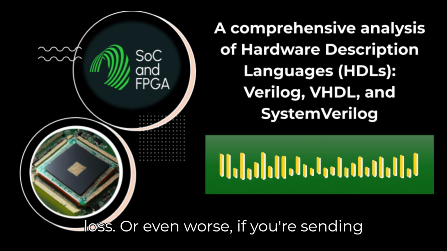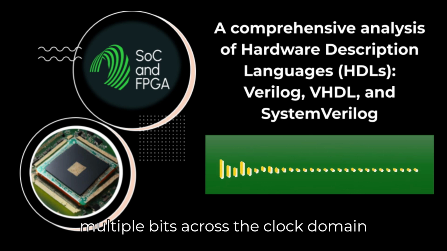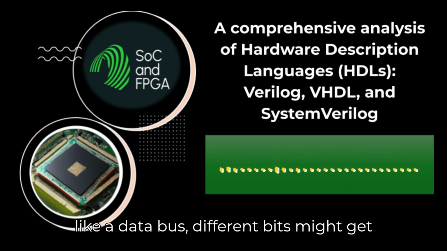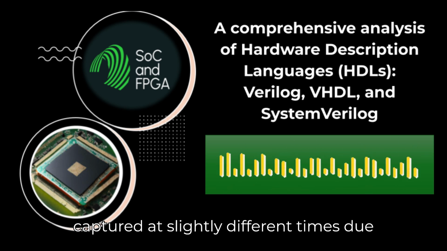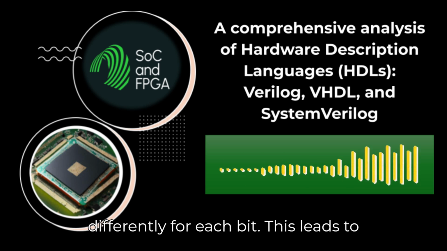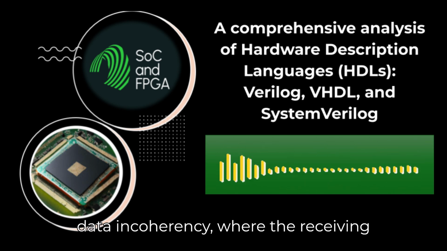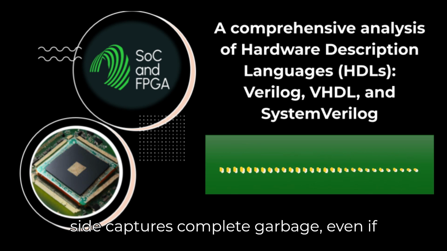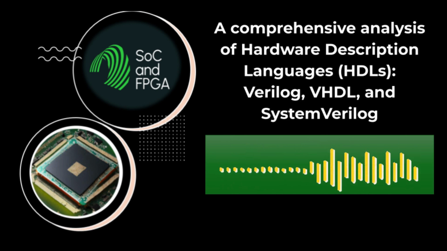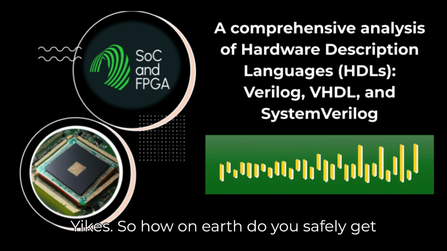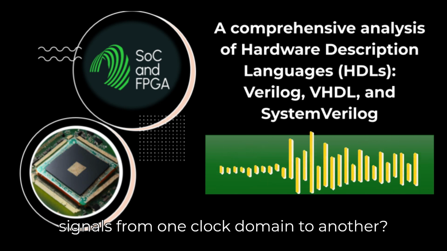Or even worse, if you're sending multiple bits across the clock domain like a data bus, different bits might get captured at slightly different times due to this metastability resolving differently for each bit. This leads to data incoherency, where the receiving side captures complete garbage even if each individual bit eventually settled. Yikes. So how on earth do you safely get signals from one clock domain to another?